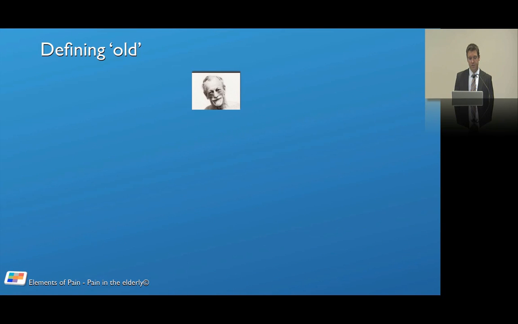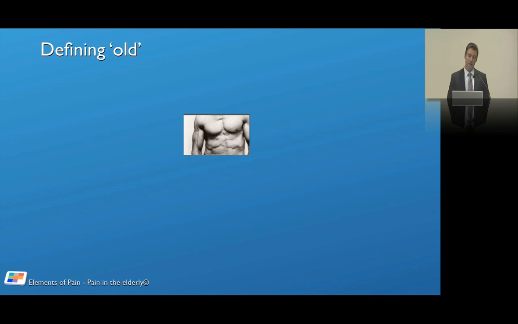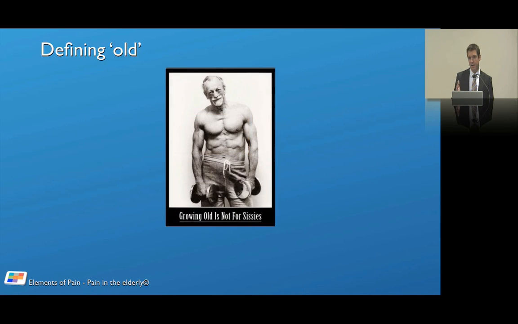So let's ask ourselves what we define as old. Is old having grey hair? Is old retiring from work? Is old getting wrinkles? Is old having grandchildren? Is old just feeling old? How are we going to use the word old, or how are we going to define the word old? And a similar thing, what is young? Is young having a superbly ripped body? Is young having young looking muscles? What is young and what is old?